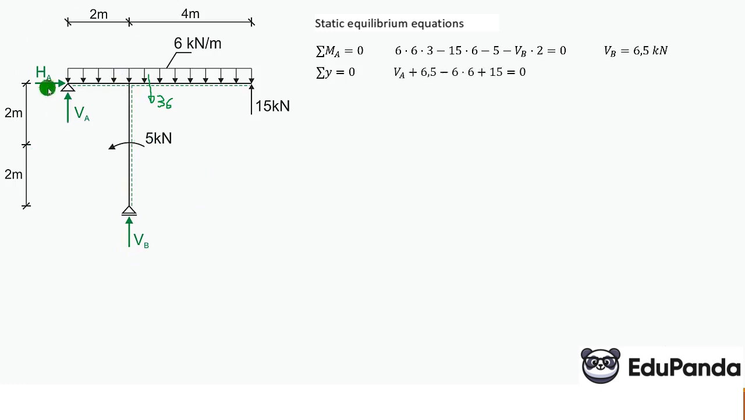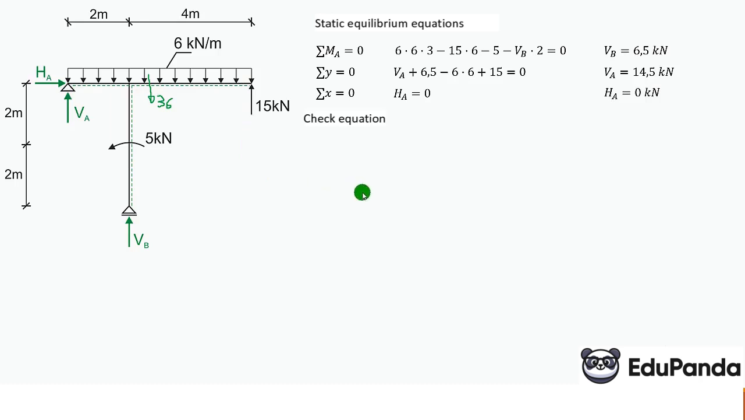From the sum of projections on the y-axis, we calculate VA upwards, which is positive, plus 6.5, so plus reaction VB, minus 6 times 6, which is the resultant from the continuous load, and plus 15 for the concentrated force. From this, reaction VA is 14.5 kN, and from the sum of projections on the x-axis, reaction HA is equal to 0, because there is no other horizontal force that this reaction could compensate for.